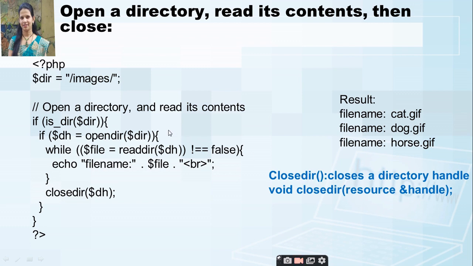It closes the directory handle. The syntax for this is void closedir, resource $handle. So here we are using the handle. And this code will return the files inside the images directory. Inside the images directory there are three files: cat.gif, dog.gif and horse.gif. These are the three files inside the images directory.